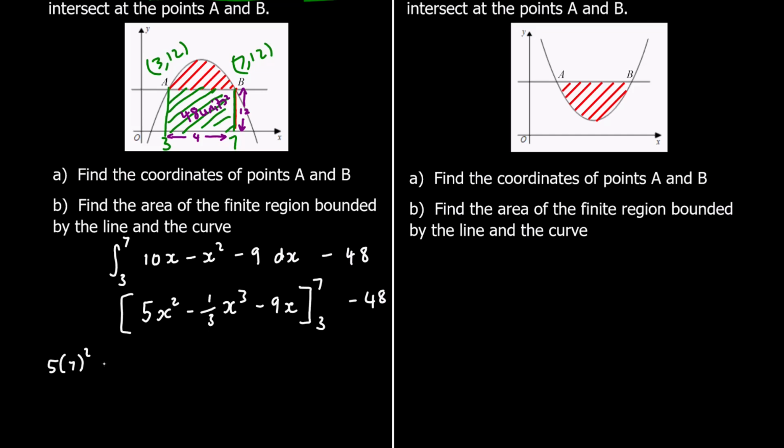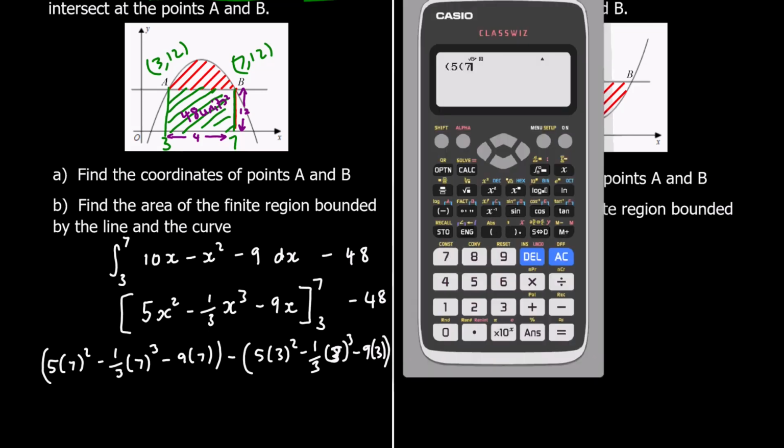So substitute in 7, substitute in 3, and take them away. So 5 times 7 squared minus a third times 7 cubed minus 9 sevens, take away 5 times 3 squared minus a third times 3 cubed minus 9 threes. And then we'll take away 48 from that answer. And we get 176 over 3.